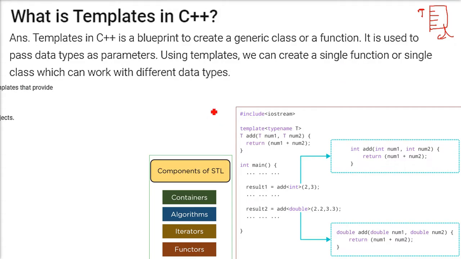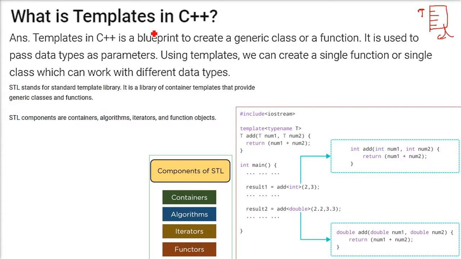I'll give you an example. Before that, it's coming from the STL. STL stands for Standard Template Library. This is a library of container templates that provide generic classes and functions. So what are the STL components? They are containers, algorithms, iterators, and function objects.